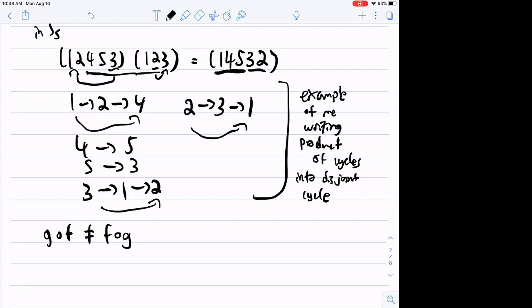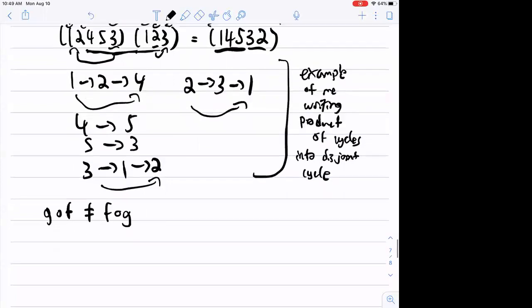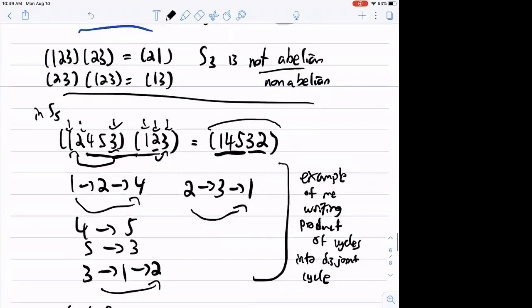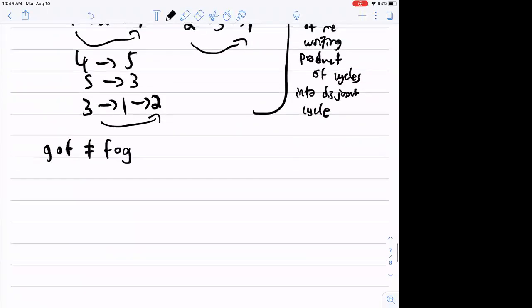But the left-hand side is not disjoint, right? Like there's a 2 here and there's a 2 here. There's a 3 here and there's a 3 here. In fact, there's a 1 here and there's a 1 here. But this is just shorthand for this, and this is a disjoint cycle, right? I mean, there's only 1, so of course it's disjoint. But you can always write everything in terms of disjoint cycle notation. So it's nicer. So why do we like this? It's because disjoint cycles commute.